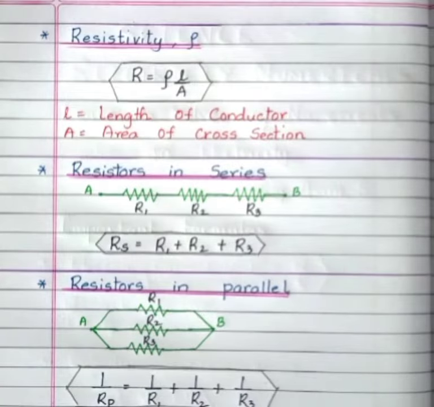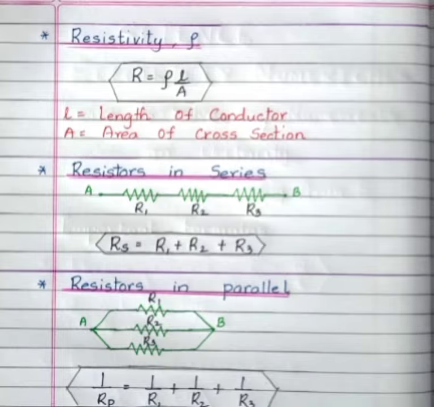Now, resistivity rho, R equals rho L by A, where L is the length of the conductor, A is the area of cross section. We can write R equals rho L by A, or rho equals R into A divided by L.